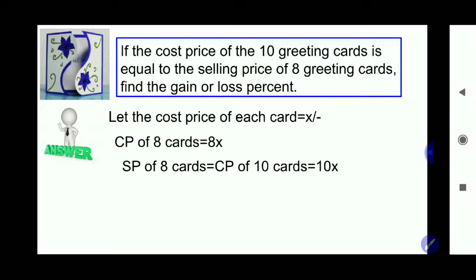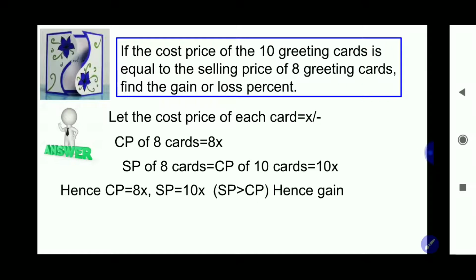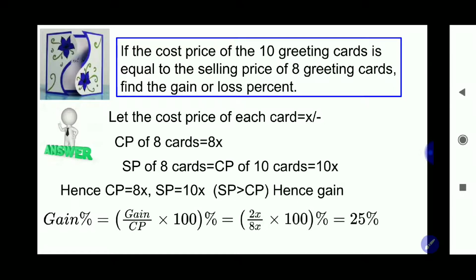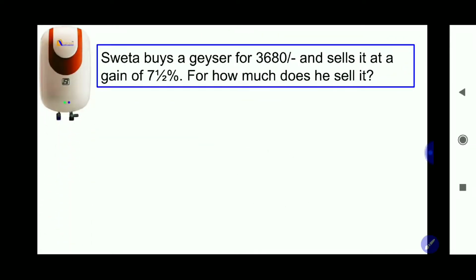It is given that it is equal to the cost price of 10 cards, so it is 10x. Examine: CP is 8x, SP is 10x. So SP is greater than CP, hence gain. What is gain? 10x minus 8x, that is 2x. So gain percentage is equal to gain by CP into 100%. So that is 2x by 8x into 100. By simplification, its answer is 25%.